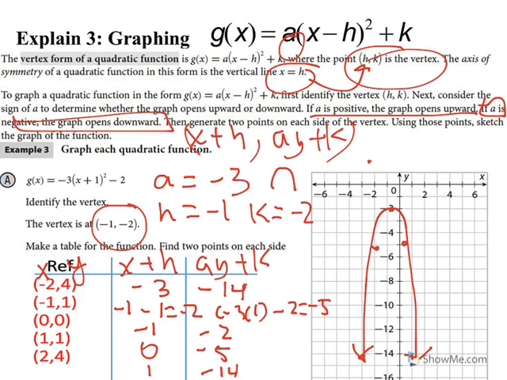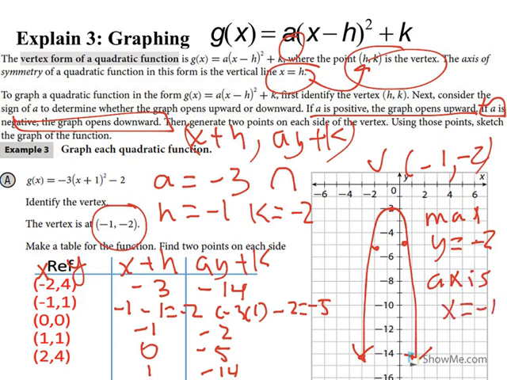So the vertex is negative 1, negative 2. So then our maximum y equals negative 2, and our axis of symmetry is x equals negative 1. So let me draw the axis of symmetry. Right, so here is our axis of symmetry.